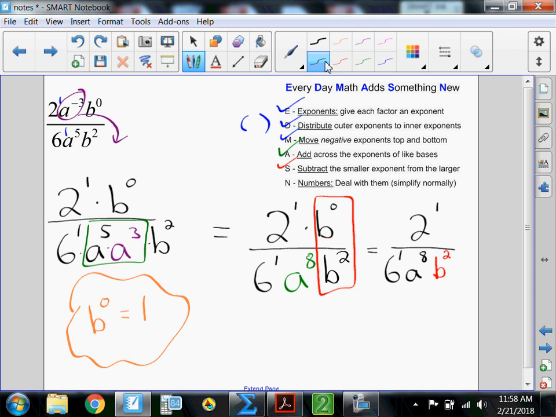And then N is to deal with your numbers. So deal with your numbers. I have a 2 over a 6. I also have the a to the eighth b squared. 2 over 6 is 1 over 3. So 1 over 3 a to the eighth b squared.